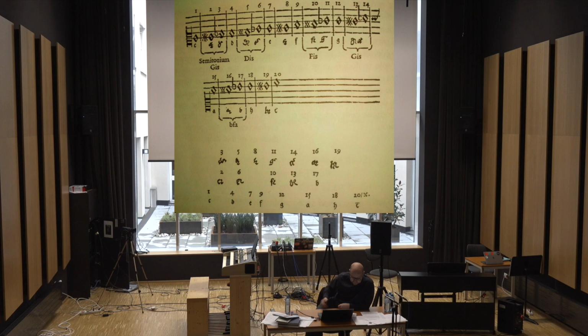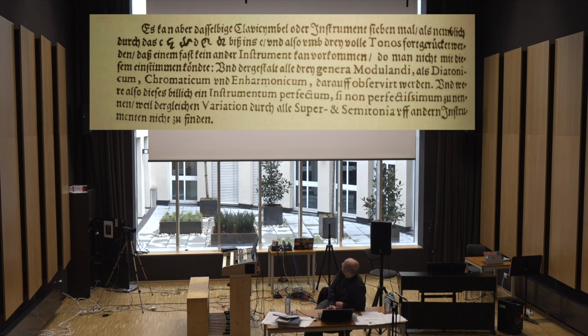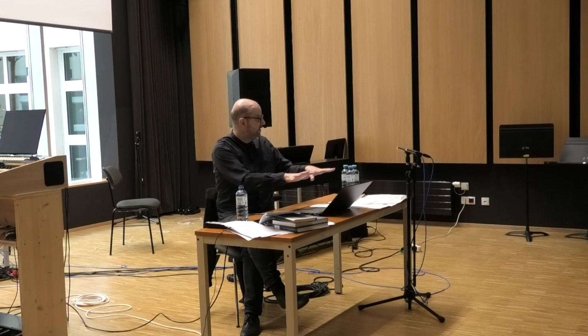So this is, as I said, from Praetorius, Syntagma Musicum, and he goes on, and this is getting even more interesting. Then he writes, "es kann aber dasselbige Clavicymbel oder Instrument 7-mal, als nämlich durch das C und so fort bis ins C, um einen ganzen Tonus fortgerückt werden." This means, to translate, that this instrument had a transposing mechanism. So you could move the keyboard so that you could transpose the whole thing onto all 7 steps of the white keys. So you could play C major and it would sound D major or E major. It would be a transposing instrument.